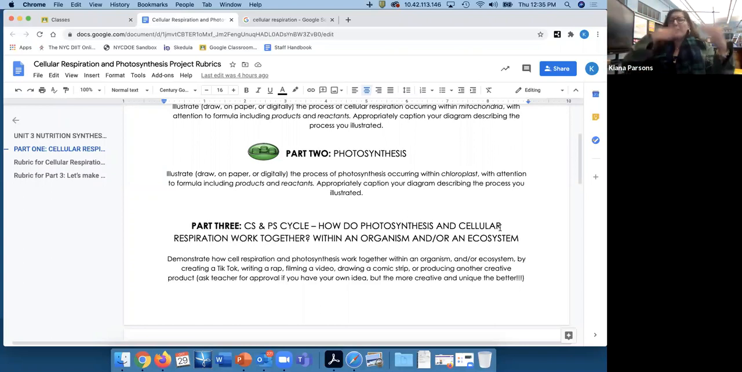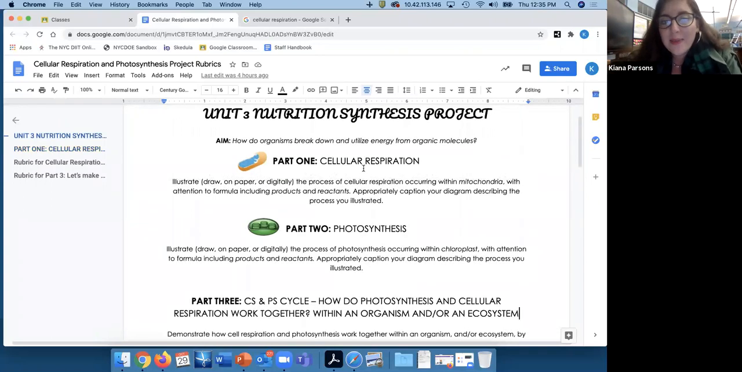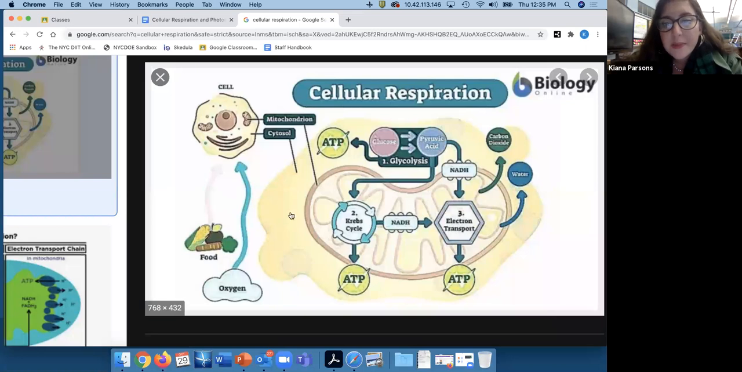But before we get all the way to the end, let's go back to the beginning and talk about your assignment for this weekend. So Part 1, cellular respiration. So when we're talking about cellular respiration and you go and do a Google search, you might find images like this one that I'm showing you.